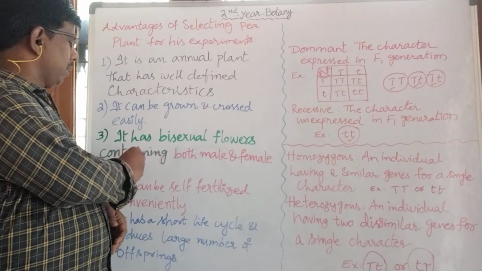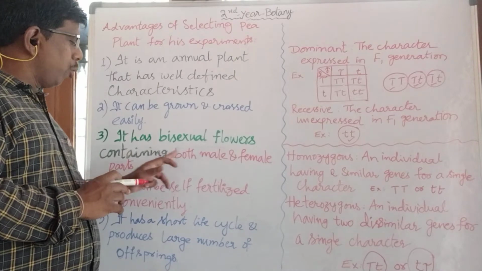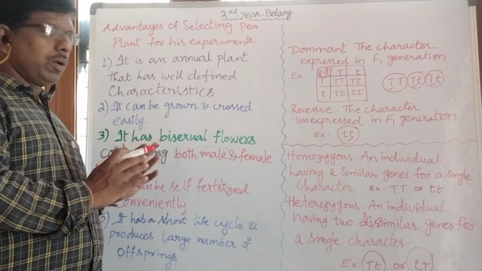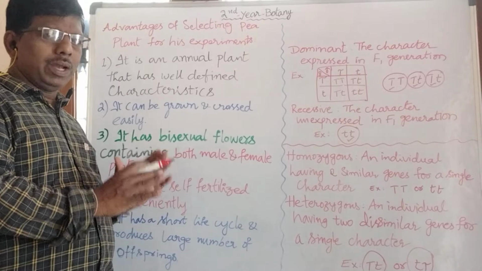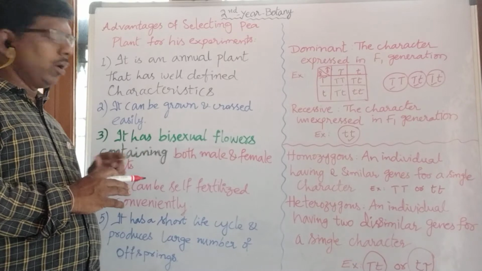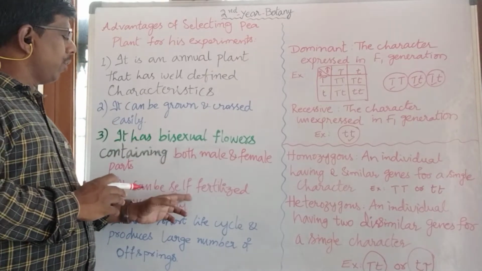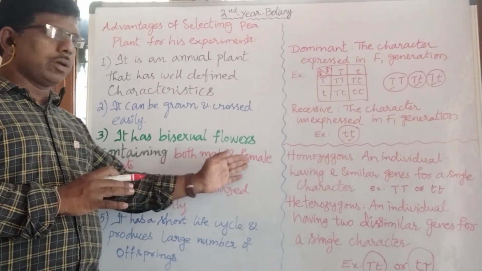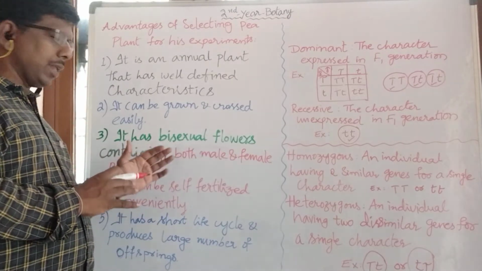Actually, the pea plant has bisexual flowers containing both male and female parts. That means in a single flower, female and male parts are there. So that is known as a bisexual flower. So this pea plant has that type of bisexual flowers, so it can be self-fertilized conveniently because it has both male and female parts in a single flower.